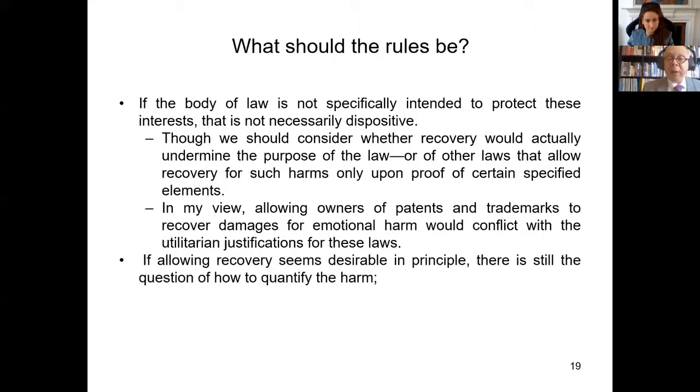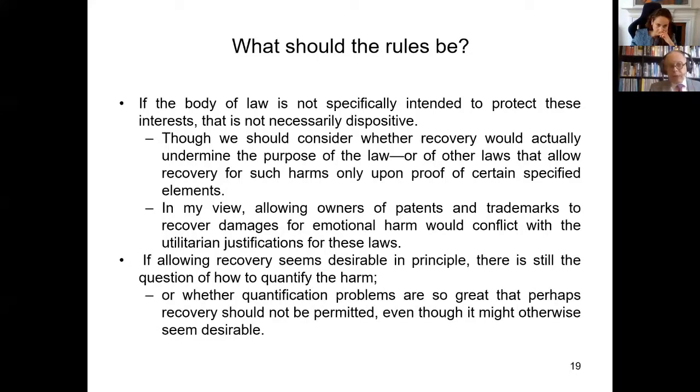However, if allowing recovery seems desirable in principle, at least in moral rights cases, trademark cases involving reputation, right of publicity cases, maybe copyright cases generally, there still is the question of how to quantify those harms, the measurement problem. And again, these are related inquiries, because if quantification problems are so great that we really can't overcome them, maybe that's an argument for not allowing recovery at all. So what are the options, though, if we think that some sort of damages recovery is desirable?